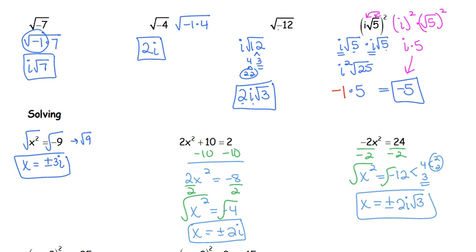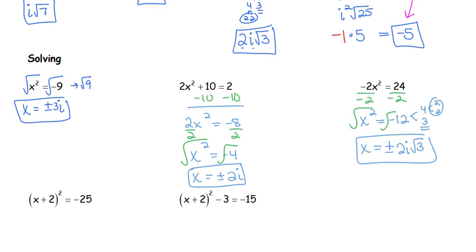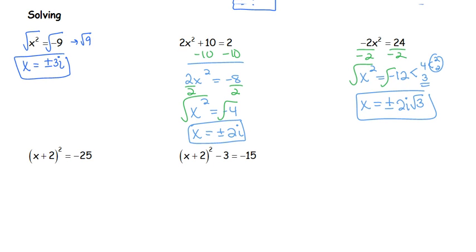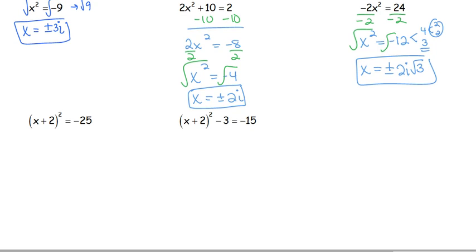So you're going to do everything the same way you did before, but if the number on the inside is negative, now you have an i in your answer as well. Before, if we had a negative root 12, it would have just been 2 root 3, but now it's 2i root 3. And we did talk about solving these kinds of equations before as well.